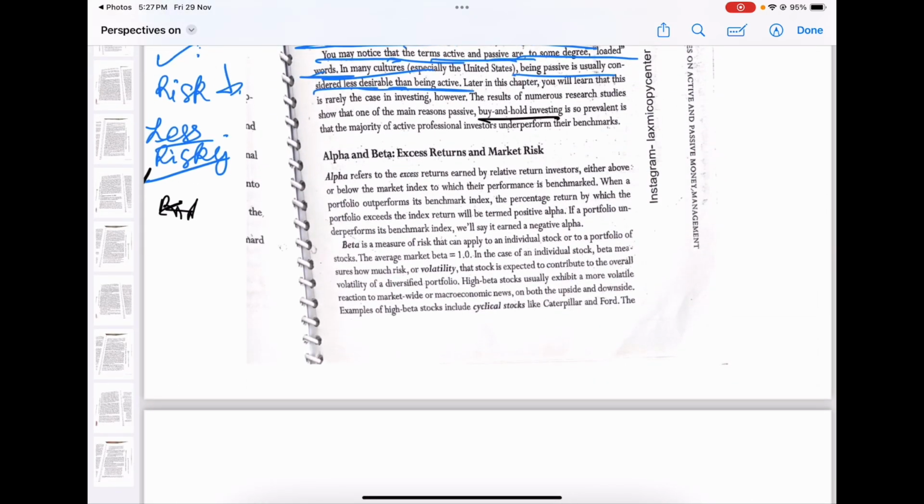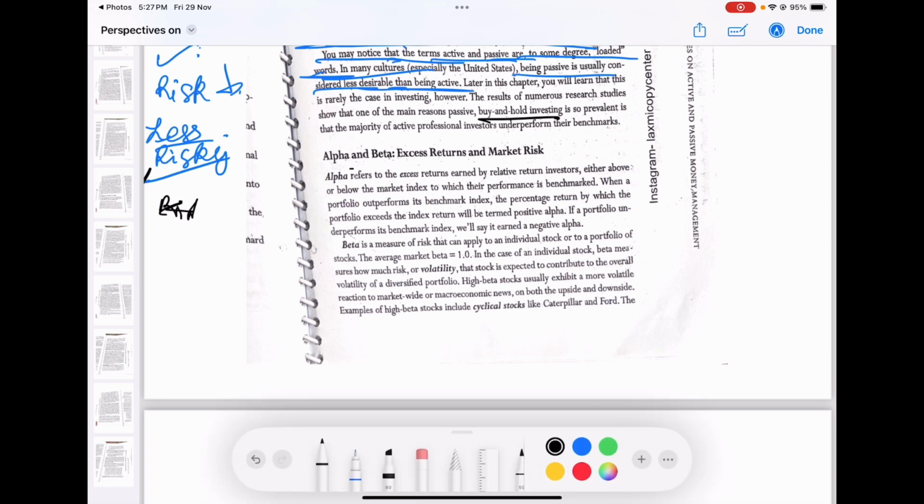So it really depends. Now let's talk about alpha and beta. You might have heard about these two terms in all sorts of finance topics, right? So let's talk about alpha. Now alpha is basically the excess returns earned by relative return investors, either above or below the market index.